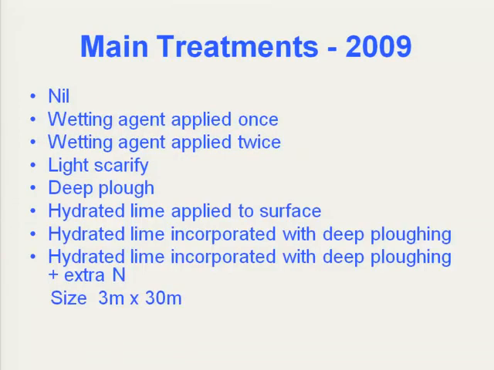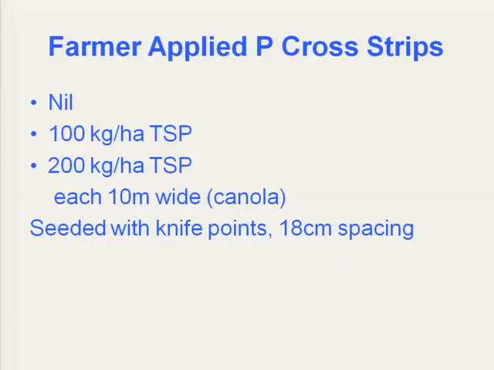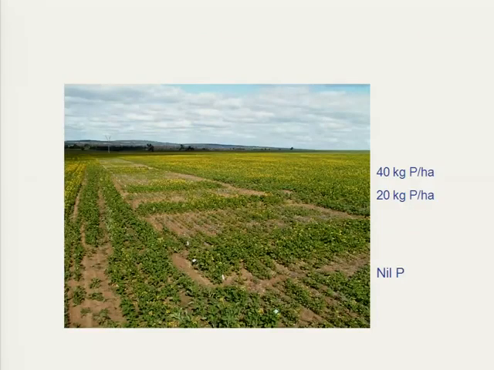Now, we took the money we had for 1 year out to a third year and put in this trial, and don't waste your time too much on it. We were looking at wetting agents and cultivation and so on. But let's just have a look at the farmer then went across with 0, 100 and 200, that's 20 and 40 of P as triple super, and the whole thing was a second canola crop. And in the foreground is the nil phosphate strip.